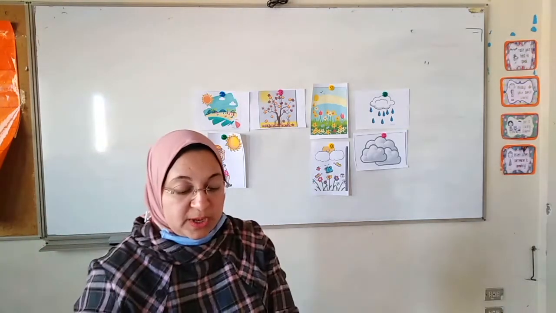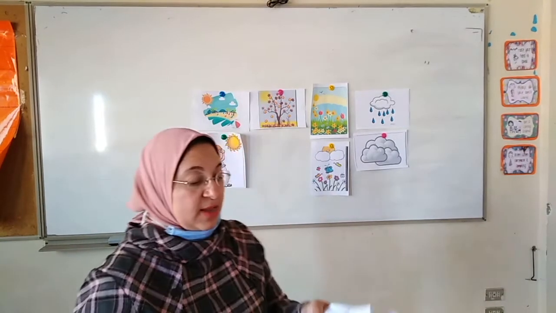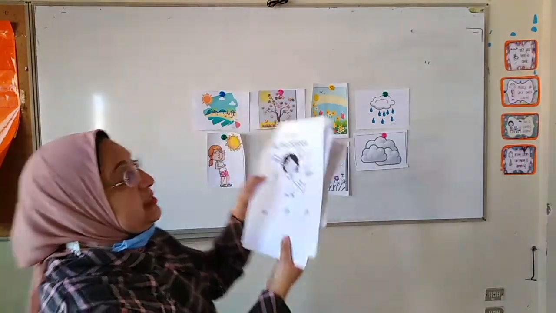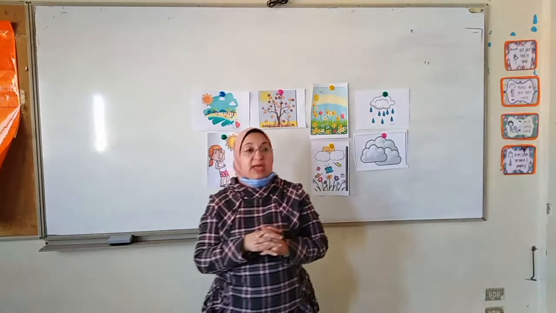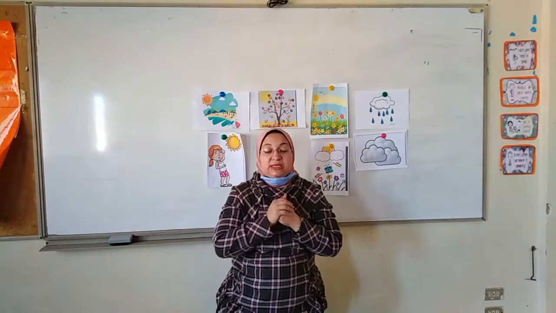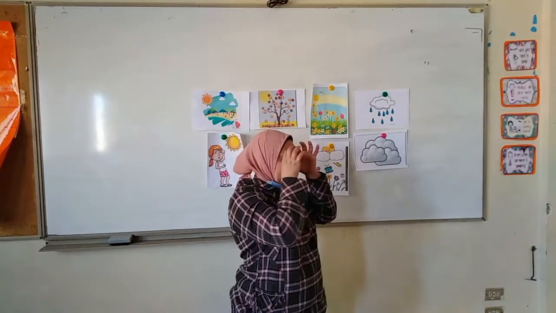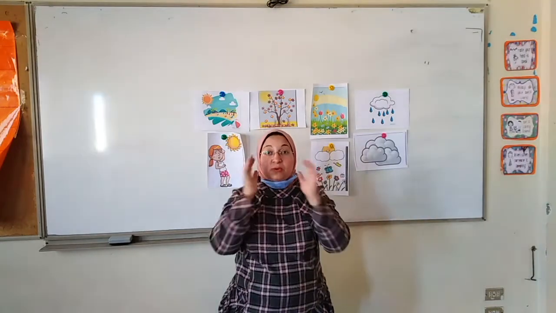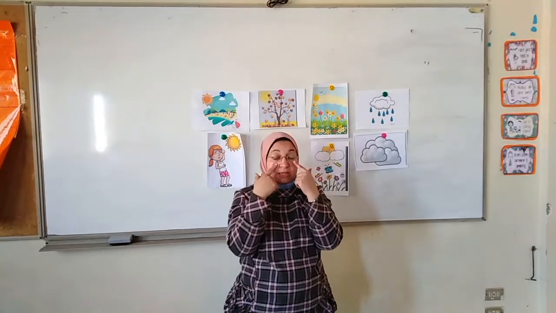The next page is talking about the senses. How many senses do we have? We have 5 senses. What are they? The first one is sight. So very good. The first one is sight. Sight means to see. Okay, the sense of sight means see.